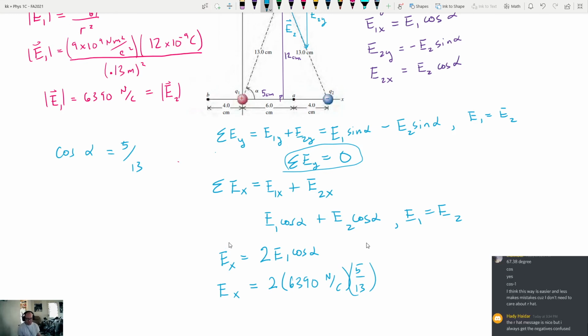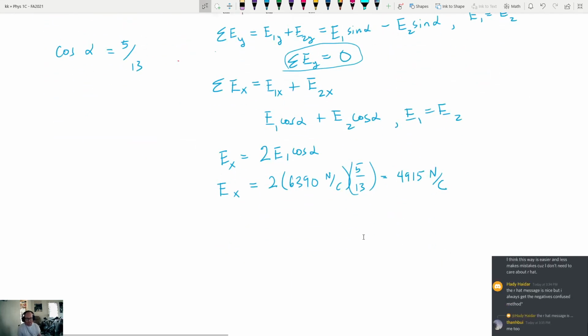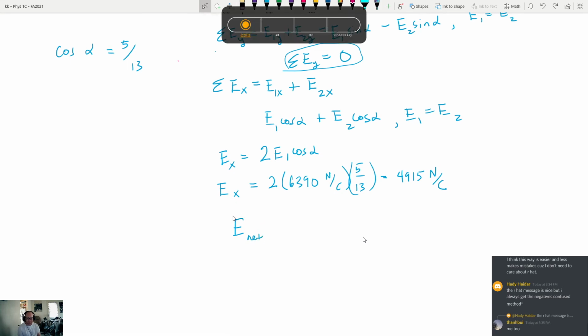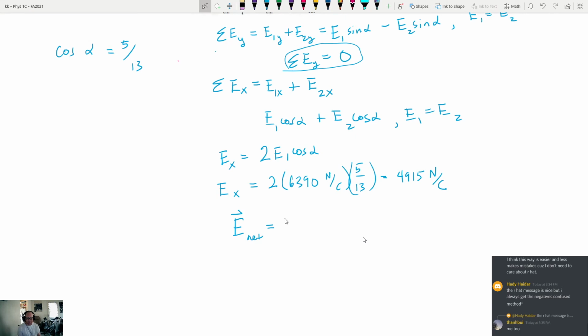And I get 4915 newtons per coulomb. And then now we basically say, turn that into a vector, and we say the net electric field, or the total electric field, is going to be equal to 4915 newtons per coulomb.